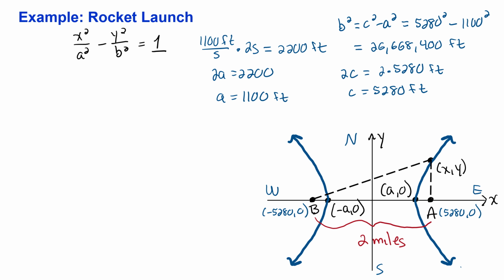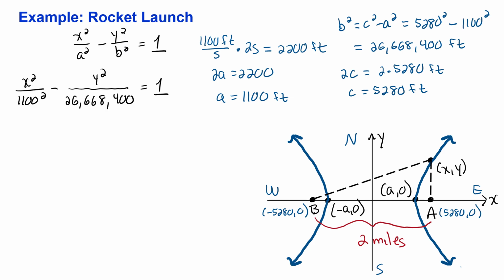Now, since we have the values of a squared and b squared, we can write the equation of our hyperbola as x squared divided by 1,100 squared minus y squared divided by 26,668,400 equals 1. Now that we have the equation of the hyperbola, we can answer the question in the problem statement, which is to find the location of the rocket. In order to accomplish this, we will substitute x equals 5,280 into the equation to find the y coordinate of the point (x, y) that represents the rocket and is due north of the point A.